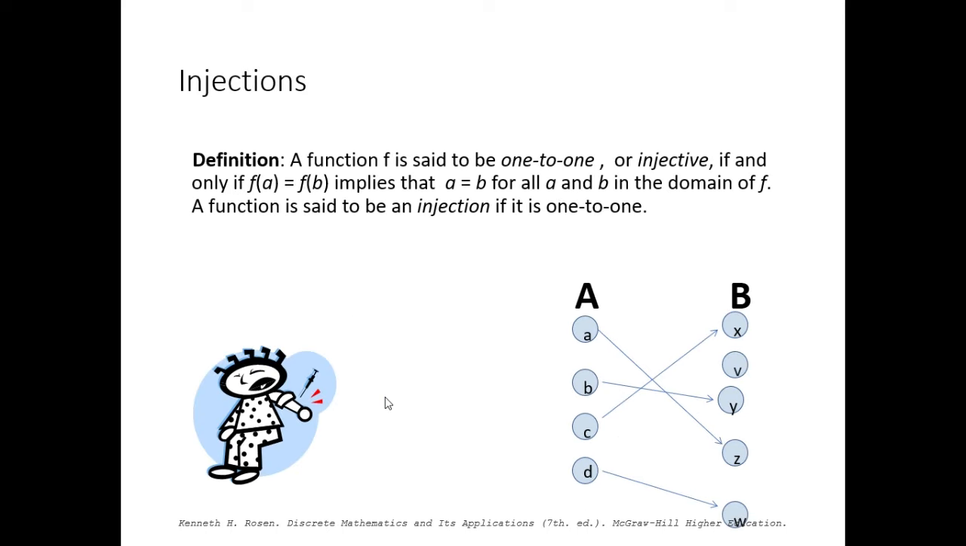Now, injective is a type of function, and a function f is said to be one-to-one or injective if and only if f of a equal to f of b implies that a is equal to b. To be very simple, a function is injective if every element in the codomain is the image of exactly one element in the domain.